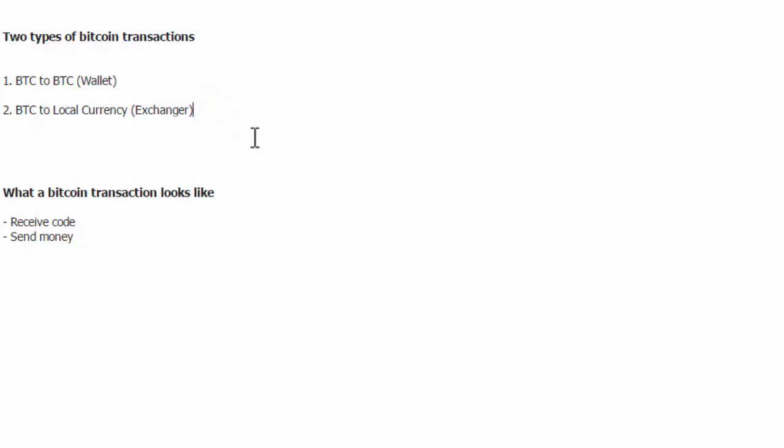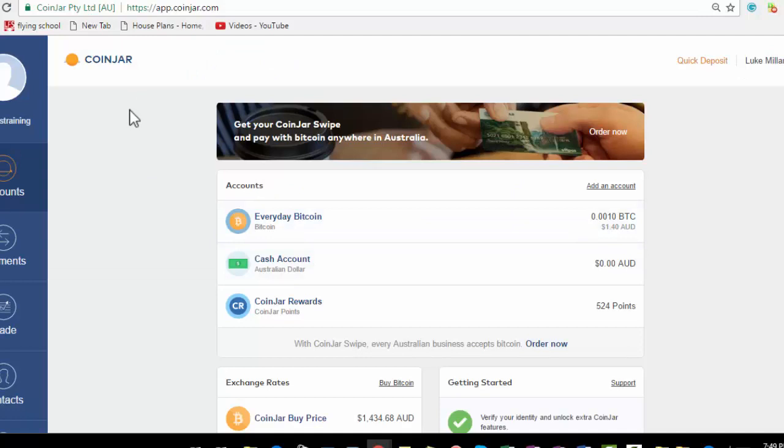So I'm just going to quickly show you what a Bitcoin transaction looks like. Just quickly, you receive some money and you can send some money. If I just pull that up, this is my CoinJar account. This happens to be an exchanger where I can send money from Bitcoin to Australian dollars, but I also have a Bitcoin wallet, which means I can send Bitcoins to other Bitcoin users and receive Bitcoins as well. There are videos for how this all sets up, but I just want to explain what that looks like.